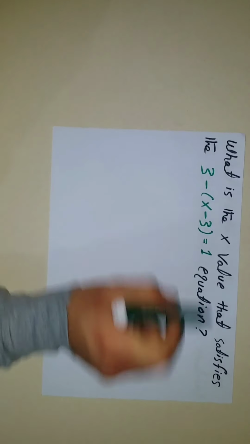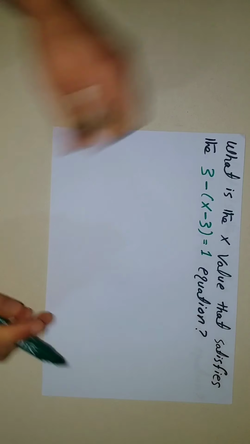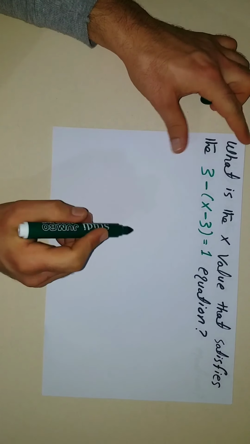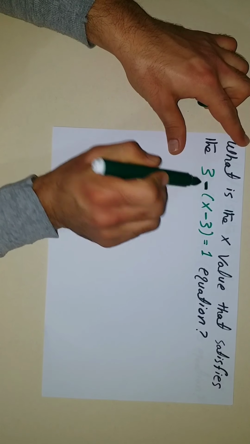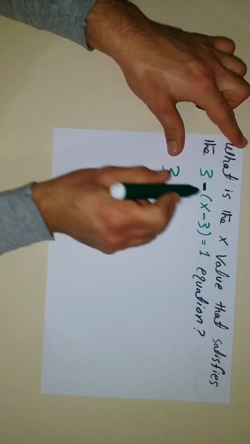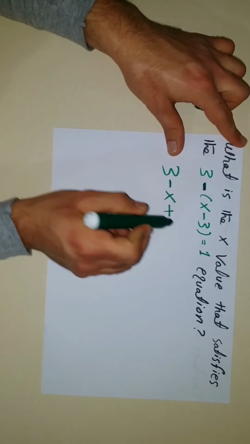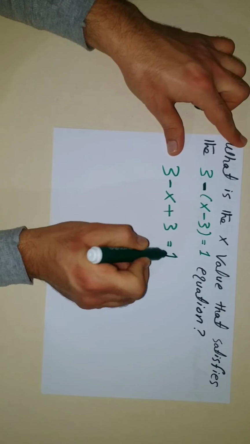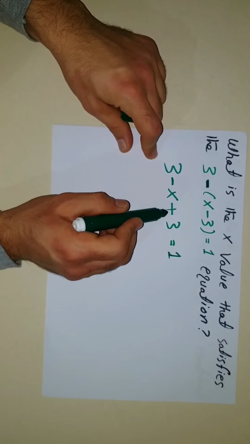What is the x value that satisfies the equation 3 minus (x minus 3) is equal to 1? First I will multiply the minus to the inside of the bracket. 3 minus x, minus times minus will give you plus 3, is equal to 1. Now 3 plus 3.